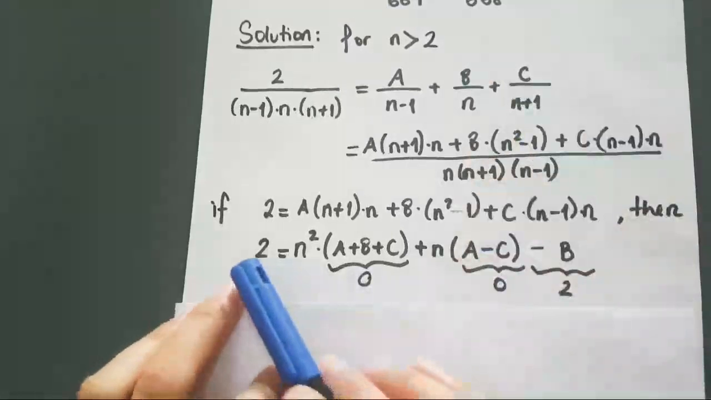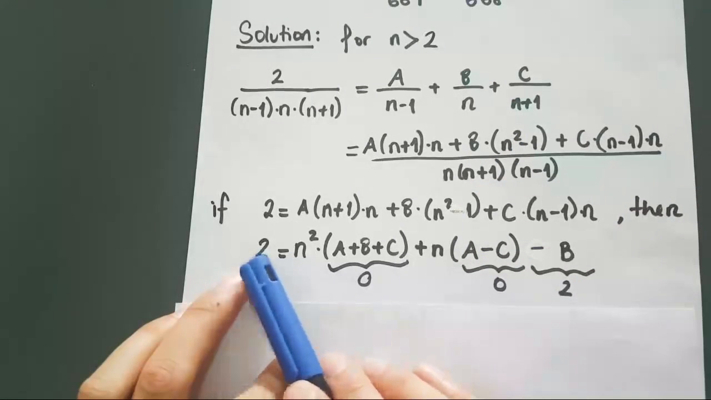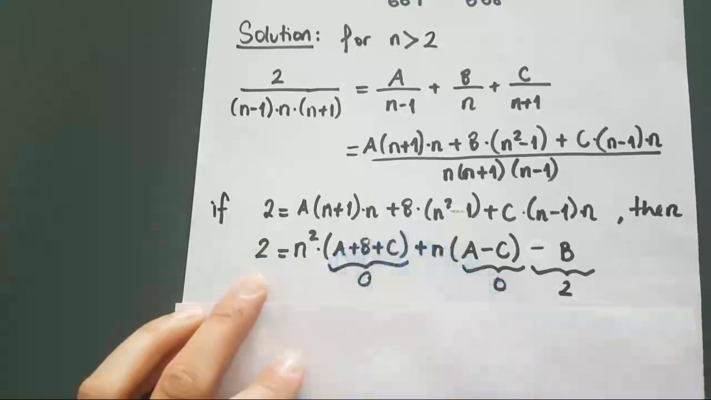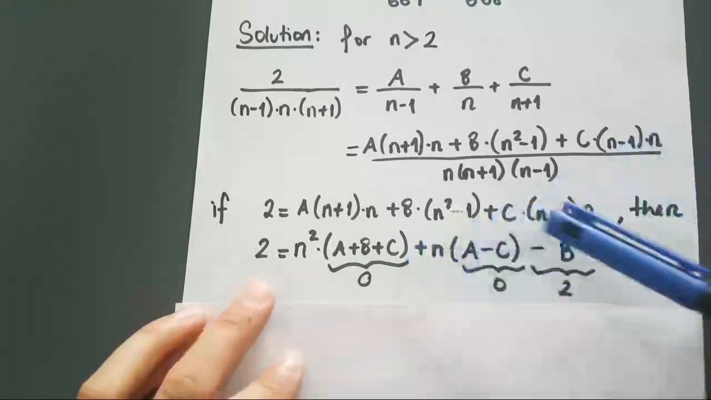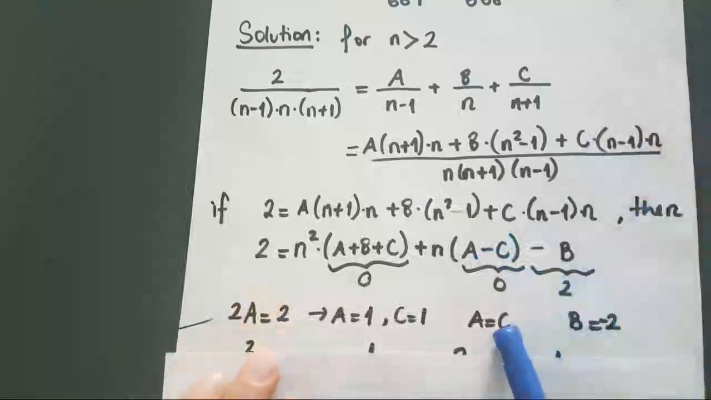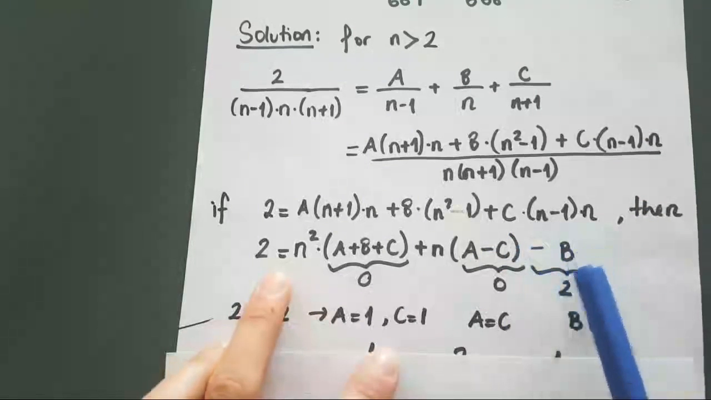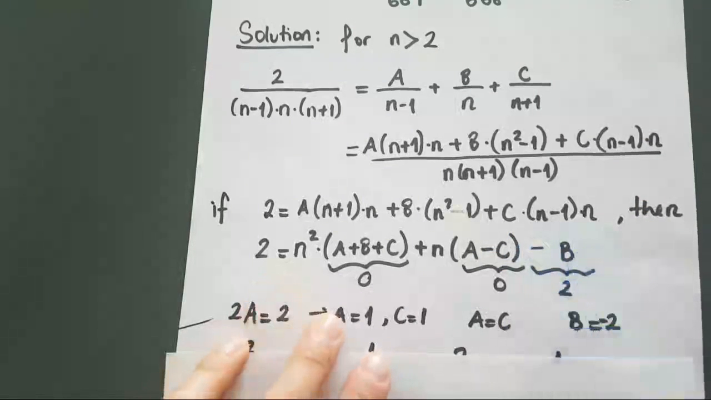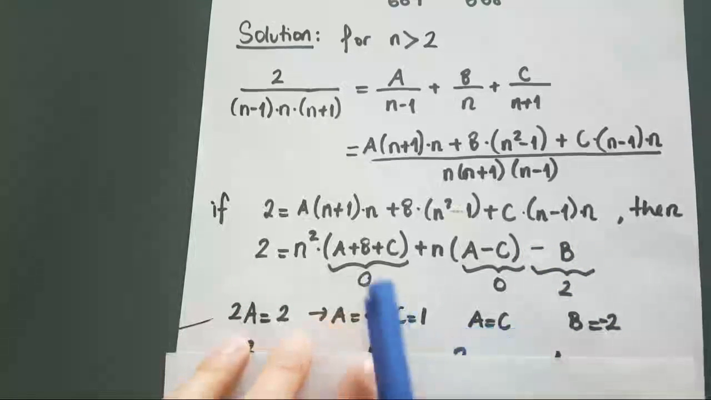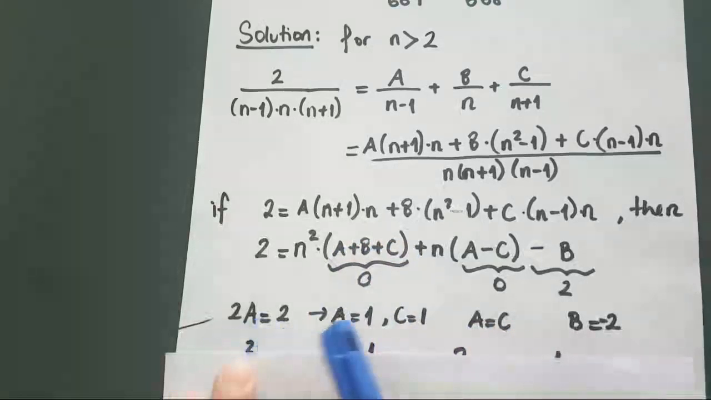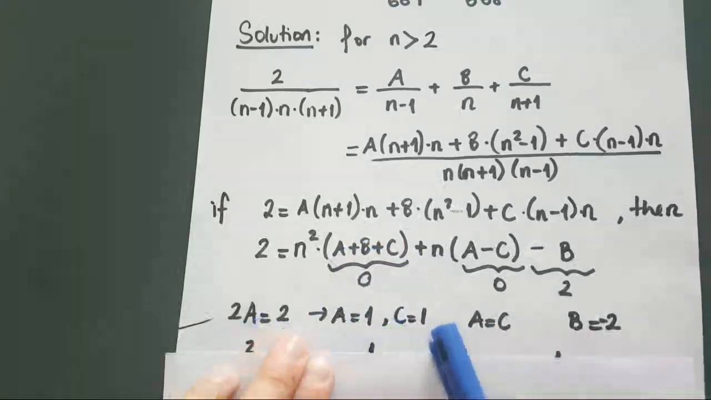Look at here, guys. Do we have any term with n to the power of 2 or n on the left side of the equation? No. So that means the sum of a, b, c has to be 0, and the sum of a and c has to be 0, which means that a is equal to c from the second one. And since the only constant is negative b, it must be equal to 2, which means that b is minus 2. A and c are equal, and if a plus b plus c is equal to 0, then we can say that 2a is equal to 2, and a is equal to 1, and c is equal to 1.